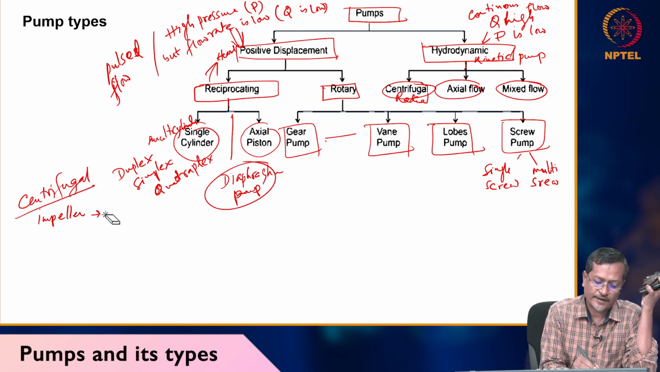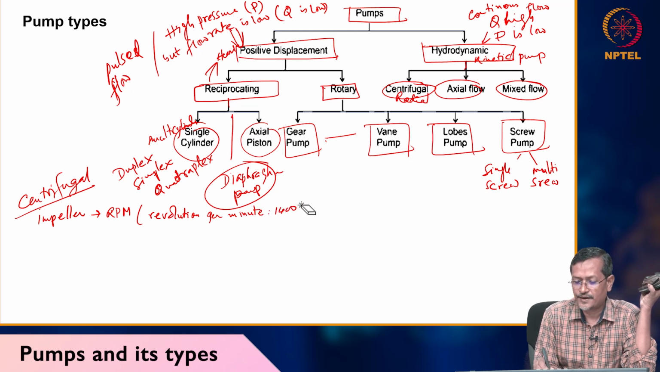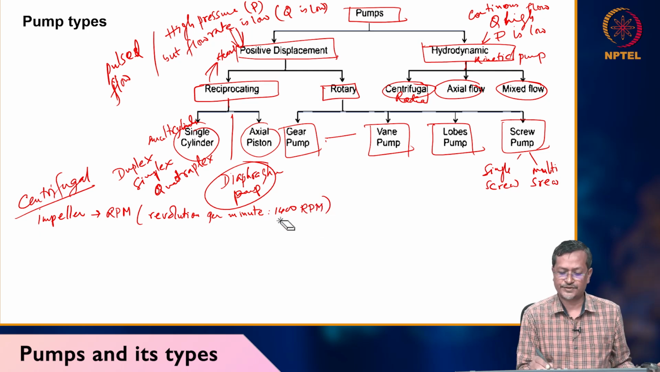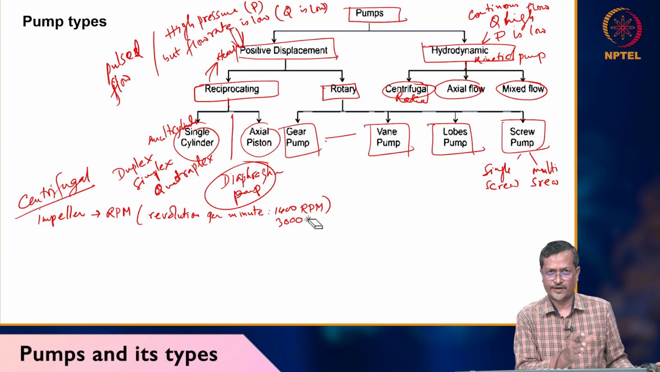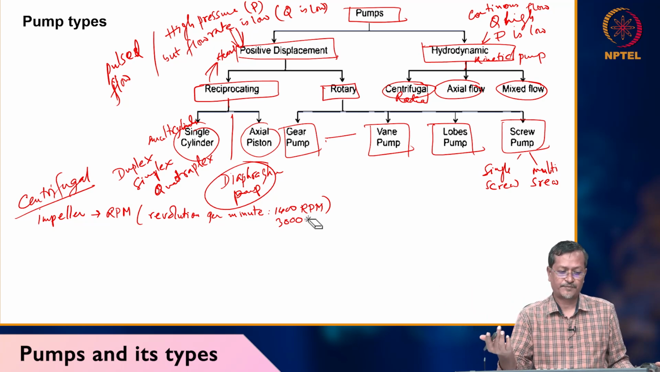The impeller has a rotation in RPM, or revolutions per minute, maybe 1400 or 3000 RPM, small rpm or capital RPM, whatever you write. 1400, 1500, 2000, 3000, within that range. So not less than like 400 or 100, 200. It will be like 1400, 1500. So it is actually a high speed pump.